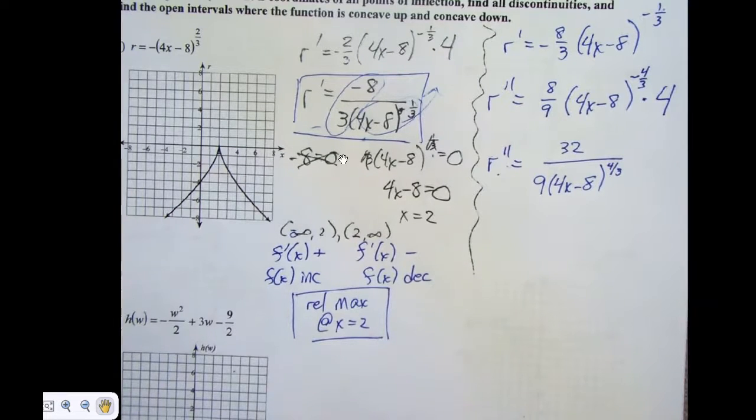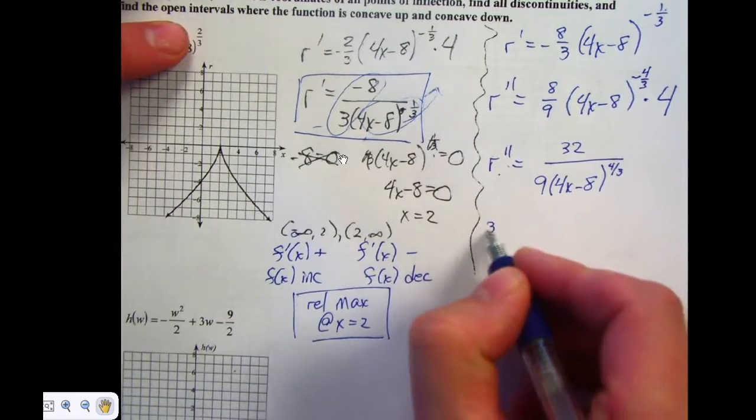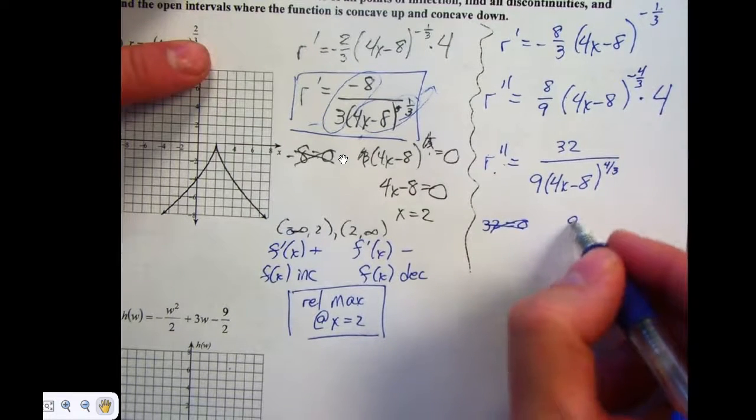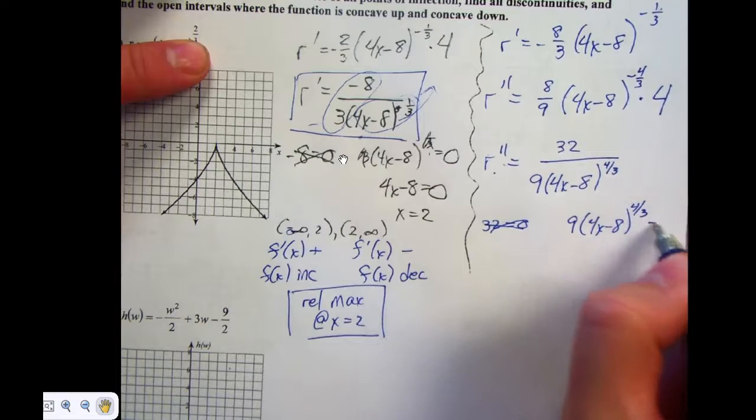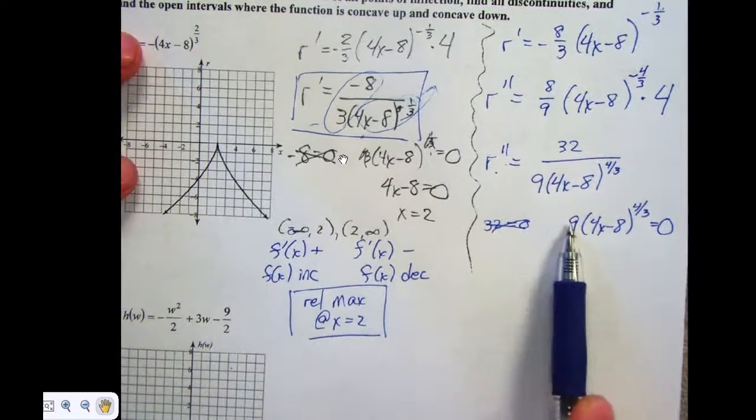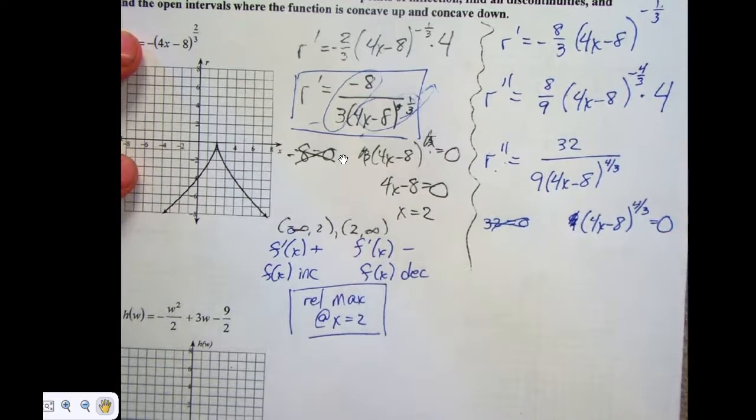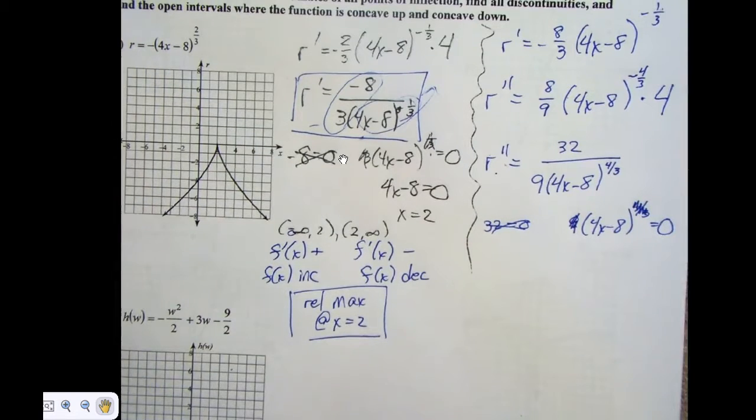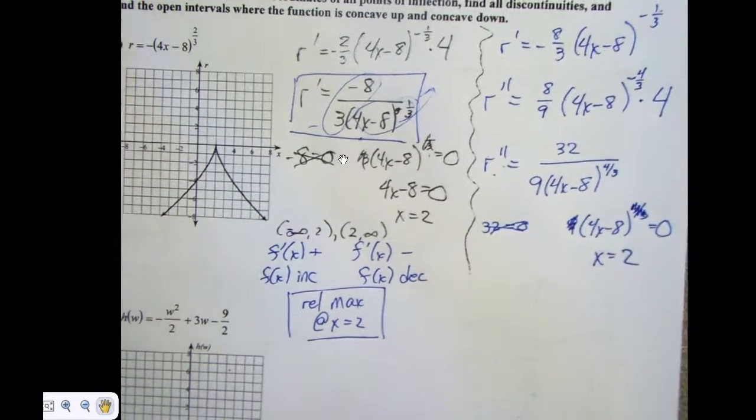Exact same process. So we set the top and the bottom equal to 0. If I set the top equal to 0, 32 equals 0. It's garbage, never happens. Set the bottom equal to 0. Let's say we divided both sides by 9. Well, 0 is still 0. Let's say we raise both sides to the 3/4 power. That cancels, 0 is still 0. So what's x equal? x equals 2.